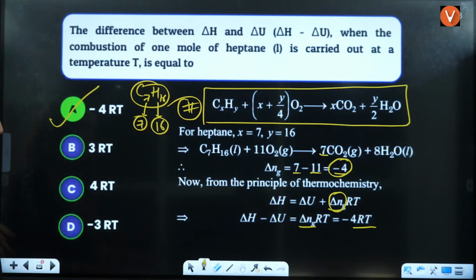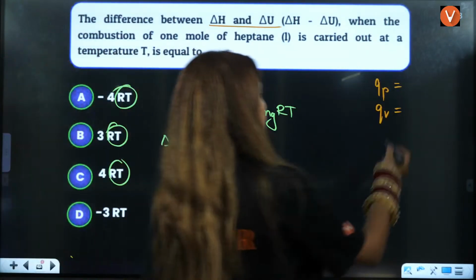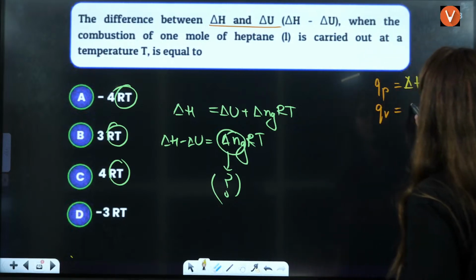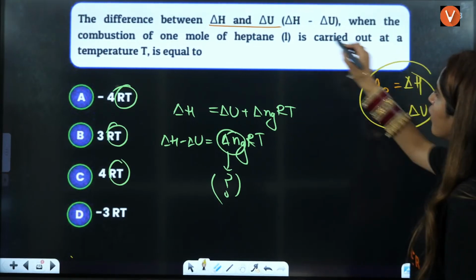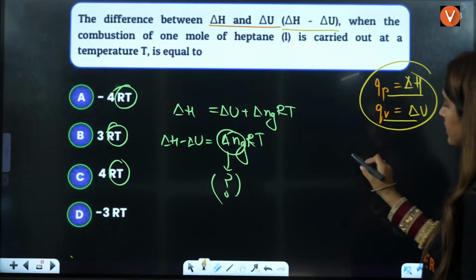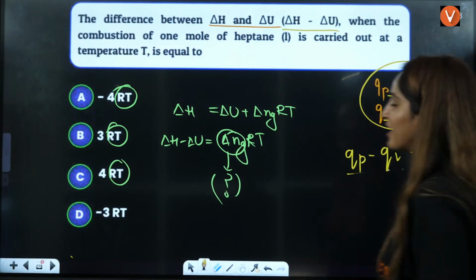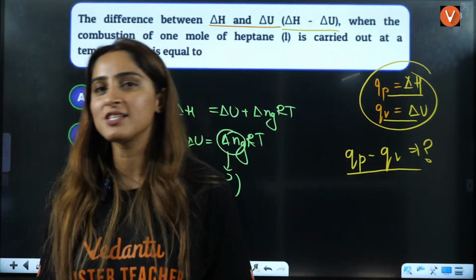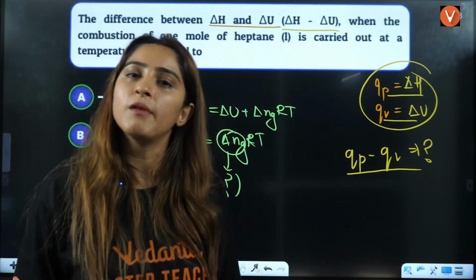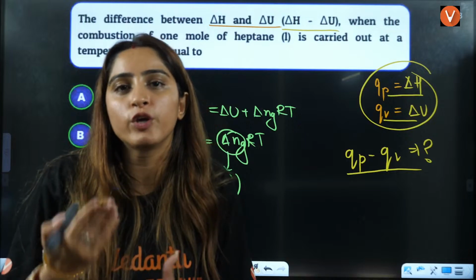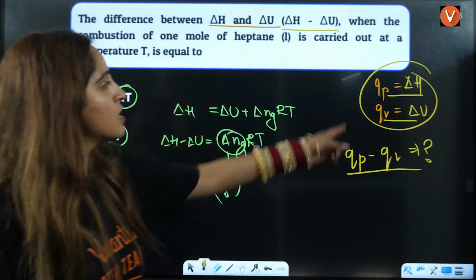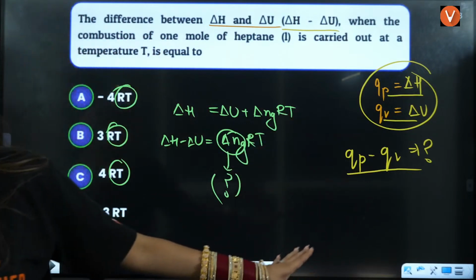Very good. Now I can see that QP is equal to delta H, Q is equal to delta U. Instead of this, they can also ask you what is the difference of QP minus QV. Then students will get confused that they have asked QP minus QV, and we don't have any formula where QP, QV is related to a chemical reaction. This is how they can confuse you in the exam.